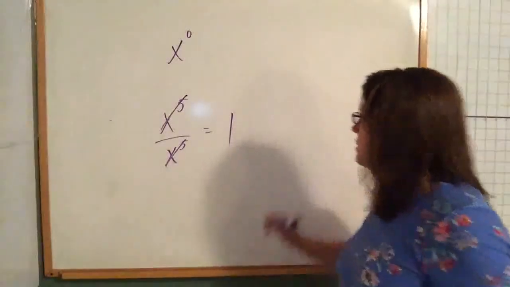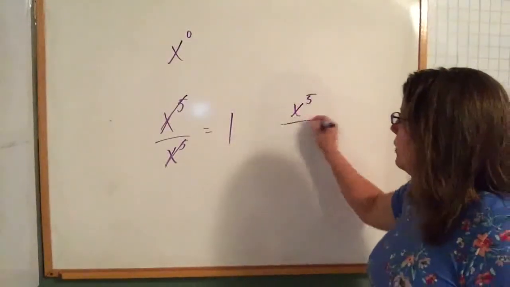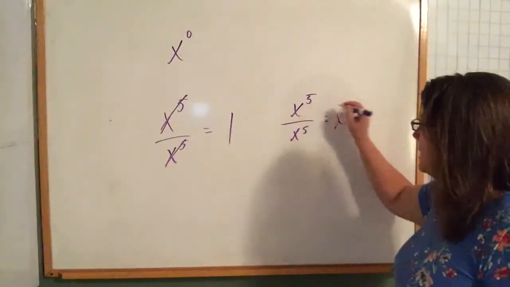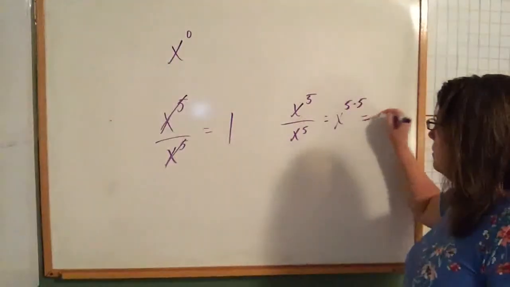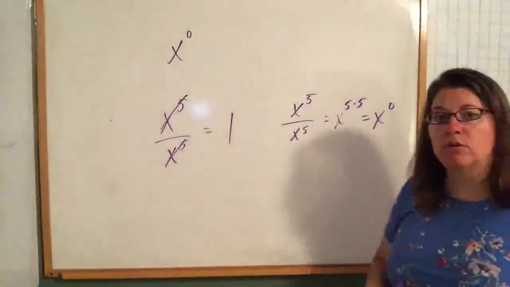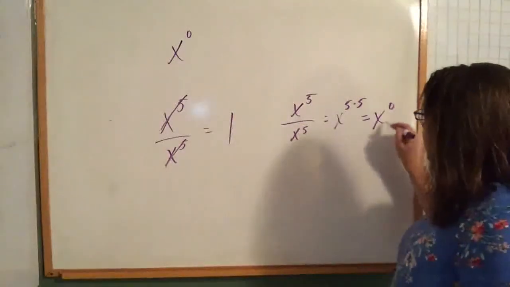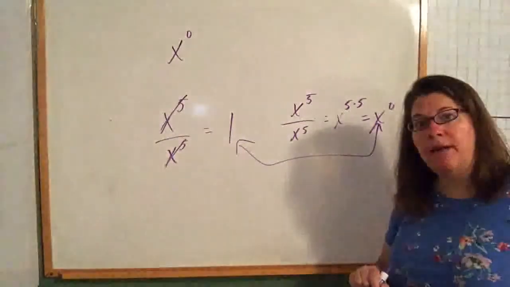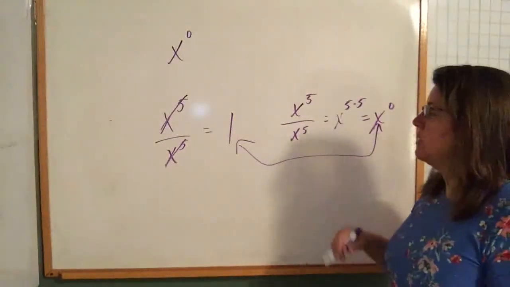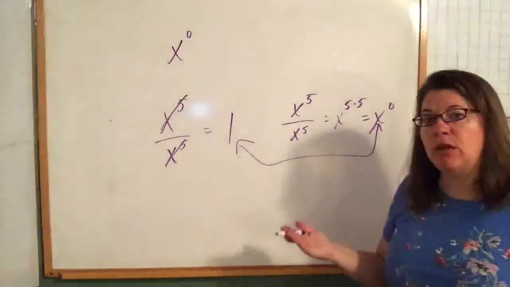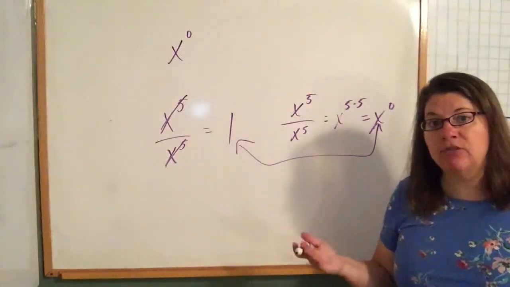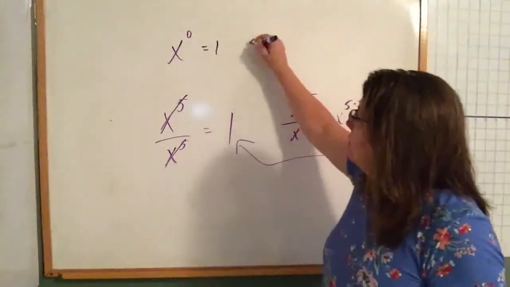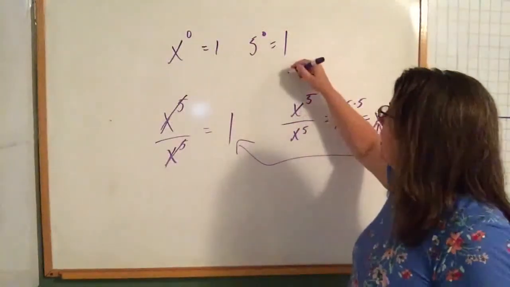We also learned in this lesson that x to the 5th over x to the 5th would be the same thing as keeping the base and subtracting the exponents. So that's x to the 0. Well, it must be that these two things are equal. See that? So what this leads to is the rule that anytime you have a 0 exponent, the answer is 1. Okay? So x to the 0 is 1. 5 to the 0 is 1.